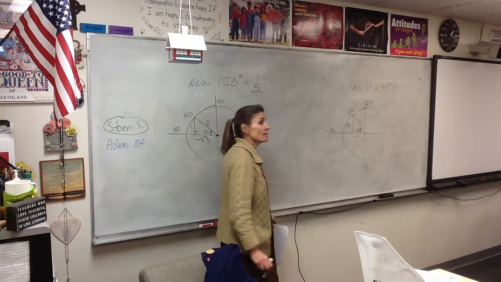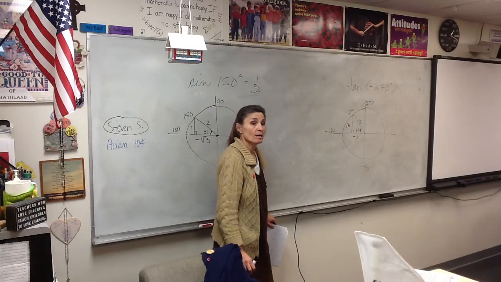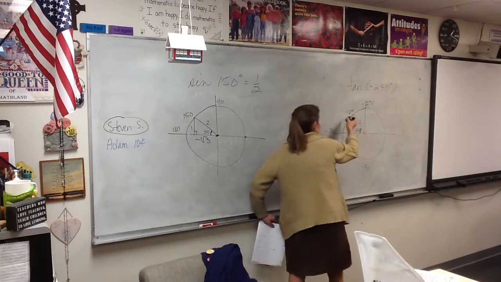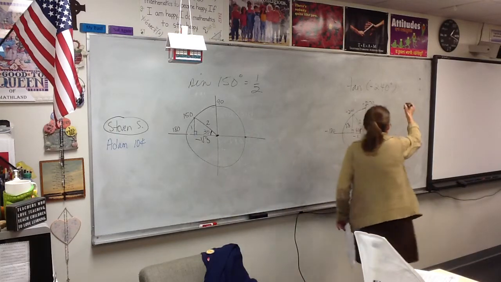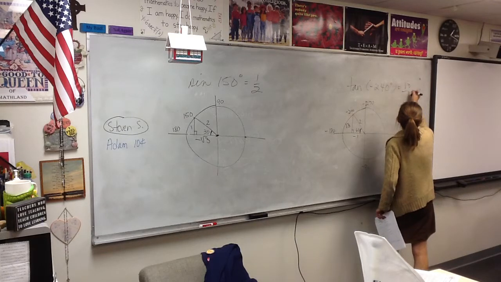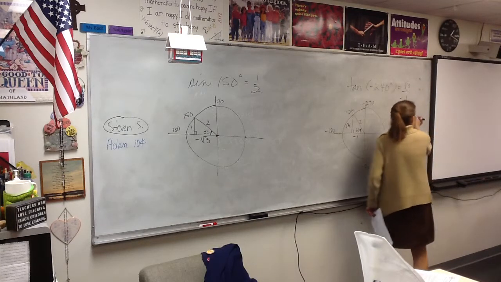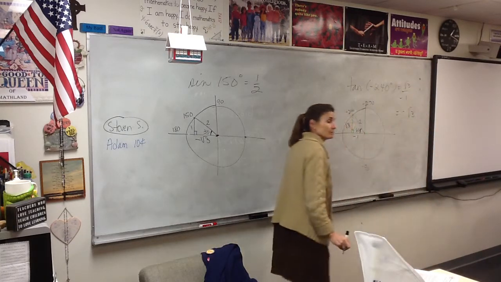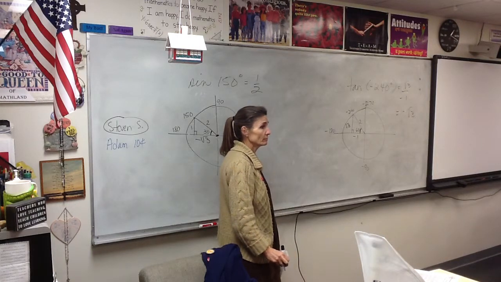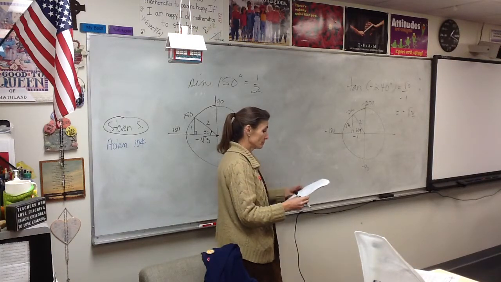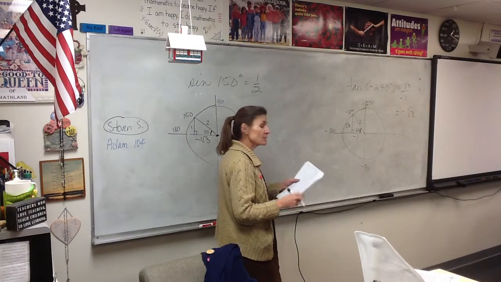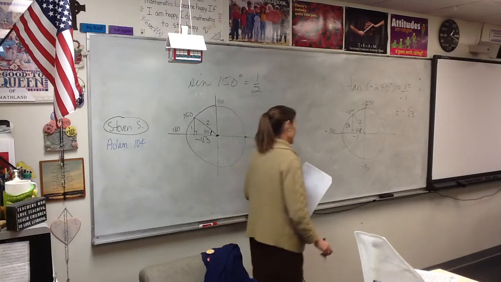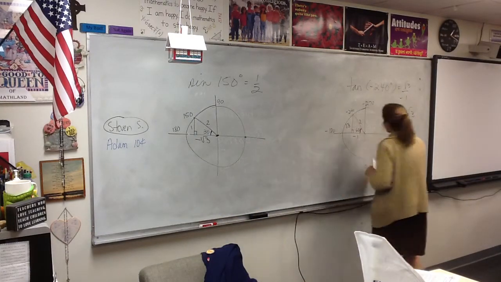Now I want the tangent. Opposite over adjacent. Opposite over adjacent. So that'll be root 3 over -1, which is negative root 3. Pretty easy. Now the next one throws in a curveball. What's 5 pi over 4?